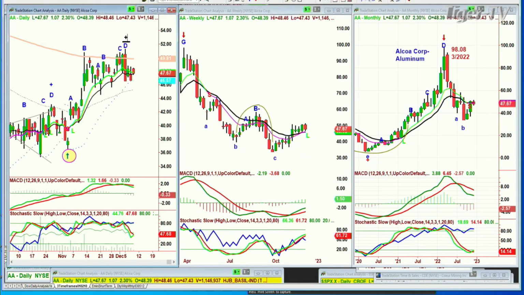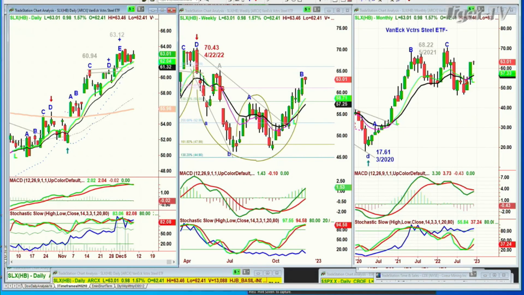You would think it would fit into the whole area of aluminum being used in the construction area, but maybe not, because the SLX, which is the steel sector, is acting much better. Look, way above the 200 period, making a peak E and holding it in the 63 area. This is a much, much better chart. That's the steel market, the Van Eck Vector Steel ETF.